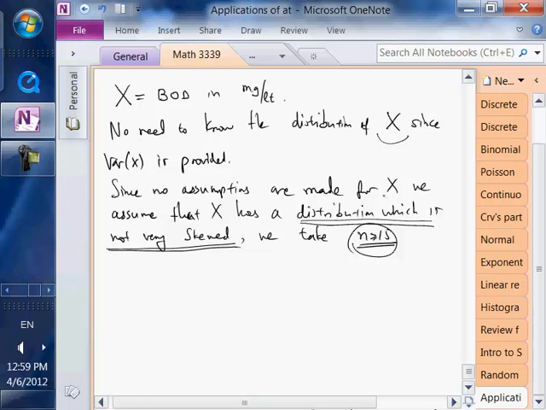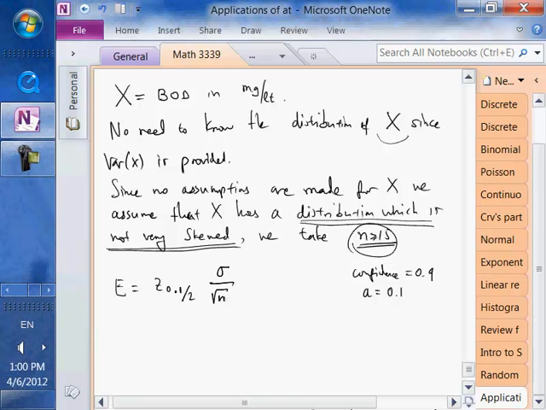Now we want to be 90% confident, so what is E? E is z of 0.1 over 2. We want confidence to be 90%. Therefore, alpha is 0.1. So we have z of 0.1 over 2, sigma, divided by the square root of n. And we want this epsilon, this E, the error, to be within 1 milligram per liter.